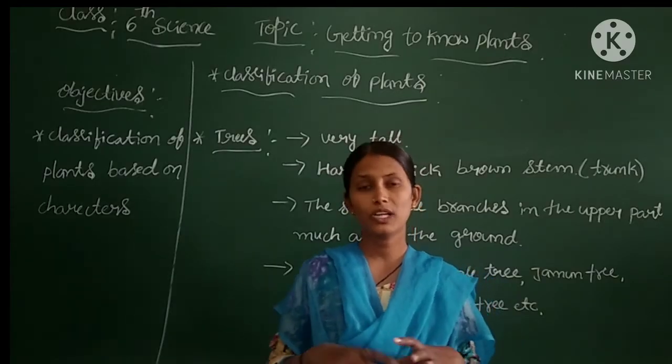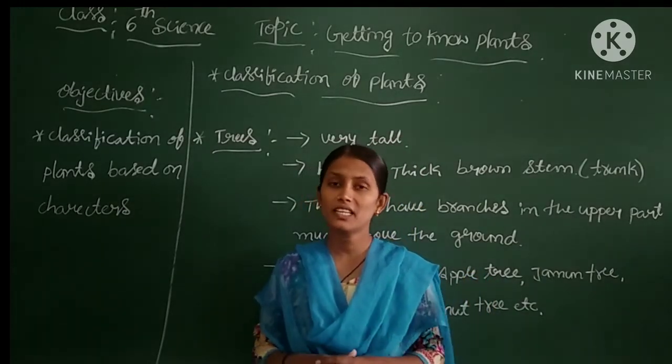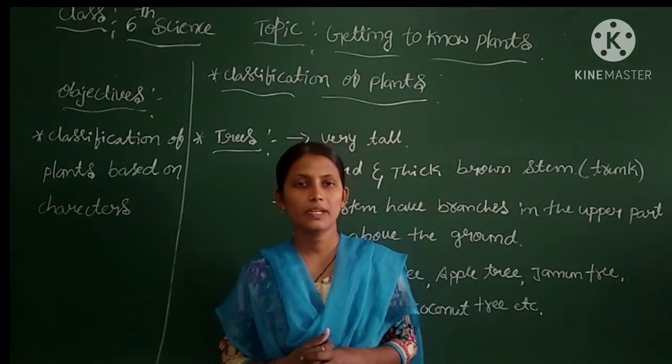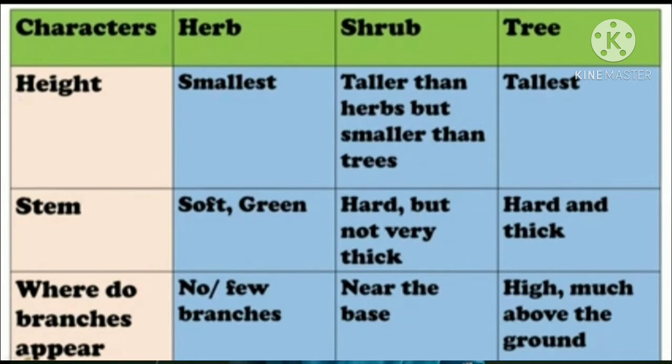Yes, my dear children, we have classified the plants present in the garden as herbs, shrubs and trees. Look at this table. We have classified the plants depending upon a few characters. What are the characters we have discussed here? Those are height, stem and where we can see the branches. The first one, herbs. The height of herbs is very small, the stem is very soft and they are green in color. No branches we can see, or only a few branches in herbs.